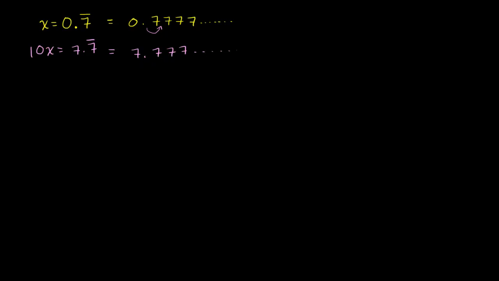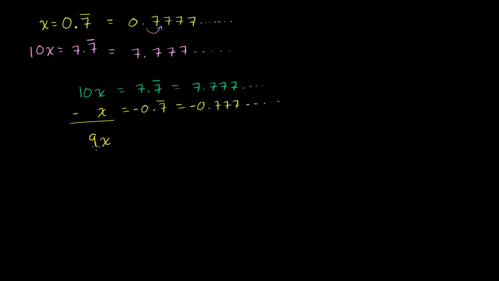So let's do that. Let me rewrite it here just so it's a little bit neater. 10x is equal to 7.7 repeating, which is equal to 7.777, on and on forever. And we established earlier that x is equal to 0.7 repeating, which is equal to 0.777, on and on forever. Now what happens if you subtract x from 10x? So we're going to subtract the yellow from the green. Well, 10 of something minus 1 of something is just going to be 9 of that something.